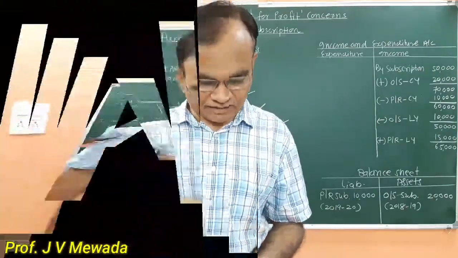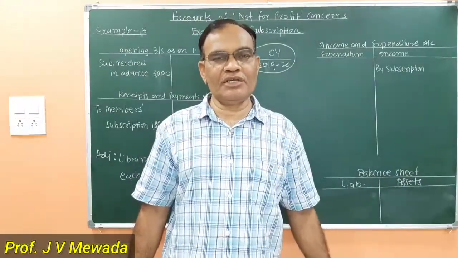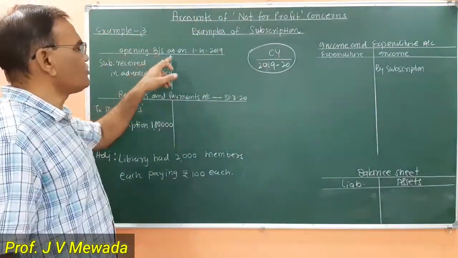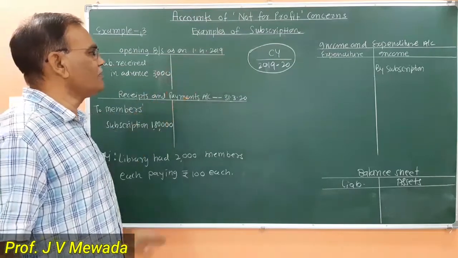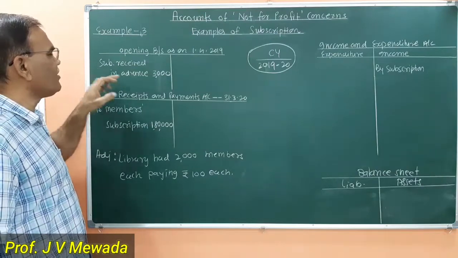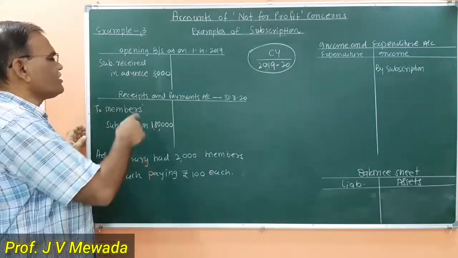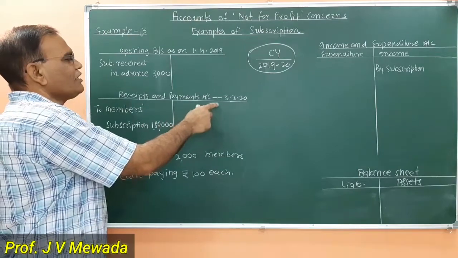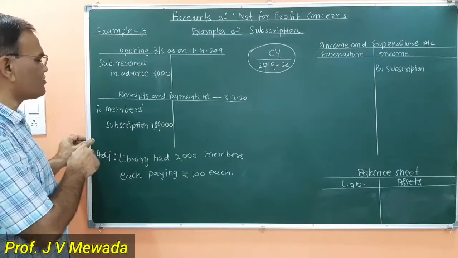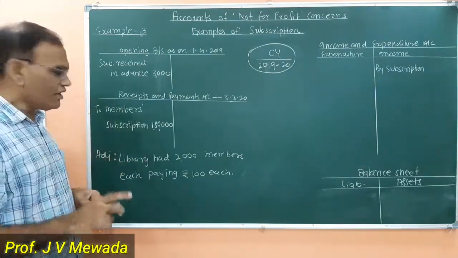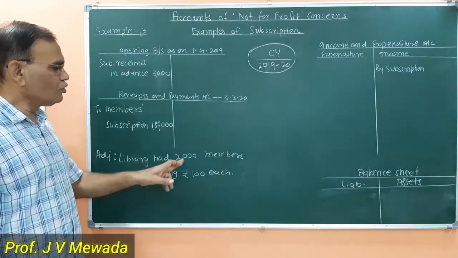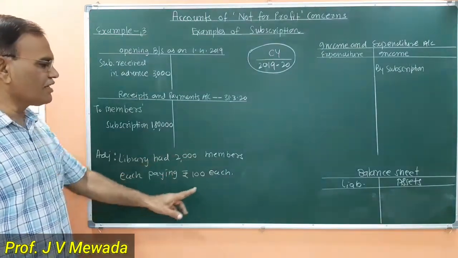Now we'll see the next, example number 3. In example number 3, we are given the opening balance sheet as on 1st April 2019. In that balance sheet, on the liability side, we are given subscription received in advance 3000. Then we are given receipt and payment account for the year ending 31st March 20. And on the receipt side, we are told member subscription 1,80,000. And we are given one adjustment. In the adjustment, we are told that the library had 2000 members, each paying rupees 100 each.